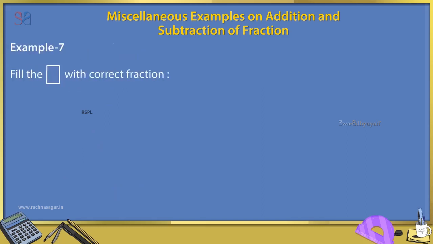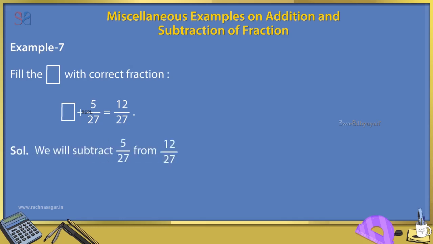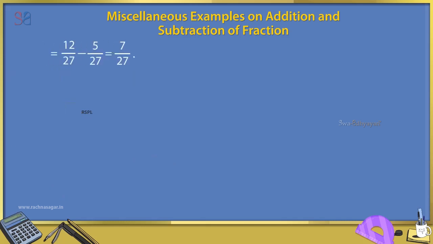Example 7. Fill the blank with the correct fraction. Blank plus 5 by 27 is equal to 12 by 27. Solution. We will subtract 5 by 27 from 12 by 27. Blank is equal to 12 by 27 minus 5 by 27, which is equal to 7 by 27. Check. 7 by 27 plus 5 by 27 is equal to 12 by 27.